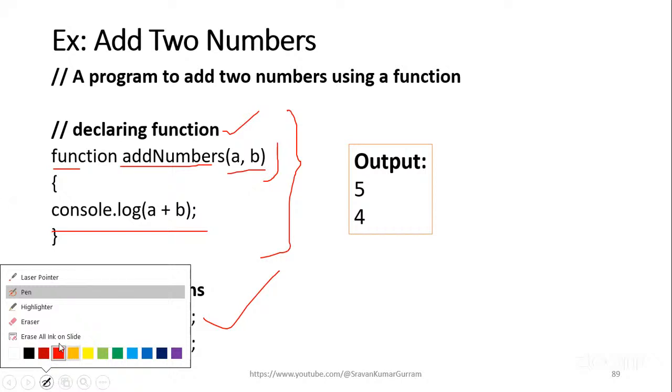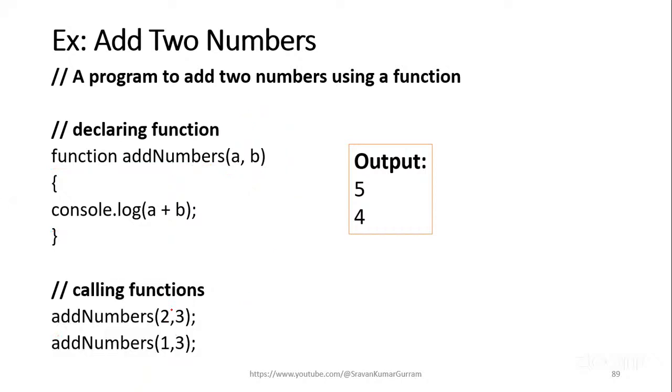So in this case, the internal process will be: the first value will be copied into the first parameter, and the second value into the second parameter, 2 and 3. If you want to print console.log a plus b, 2 plus 3 is 5, so 5 will be the output. Next, addNumbers 1 comma 3. So 1 will be available at a, 3 will be available at b. console.log a plus b, 1 plus 3. So 4 is the answer.